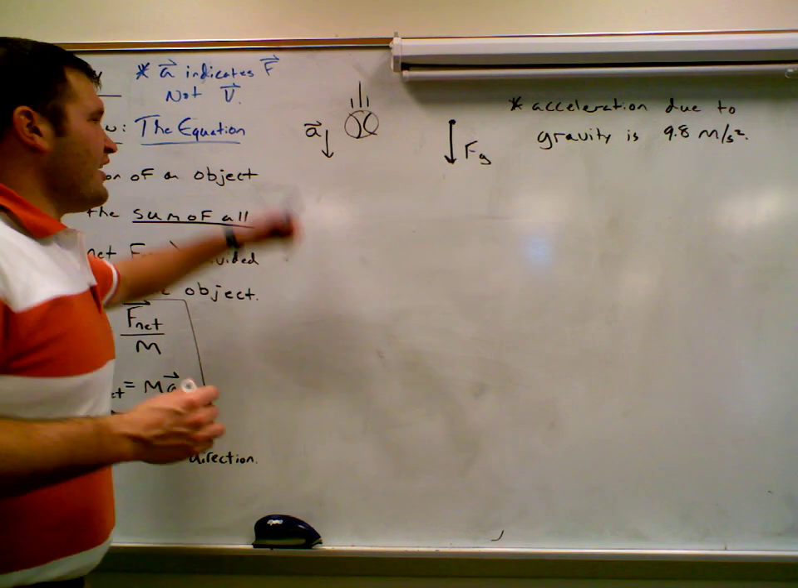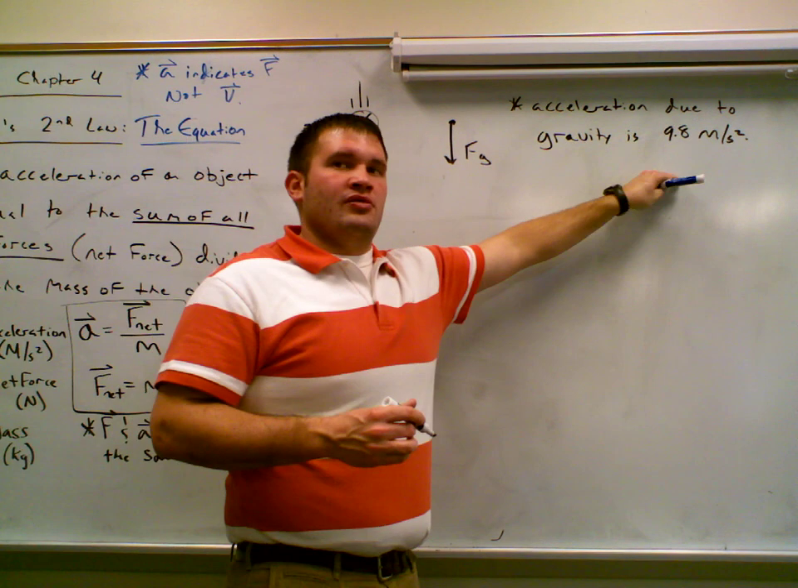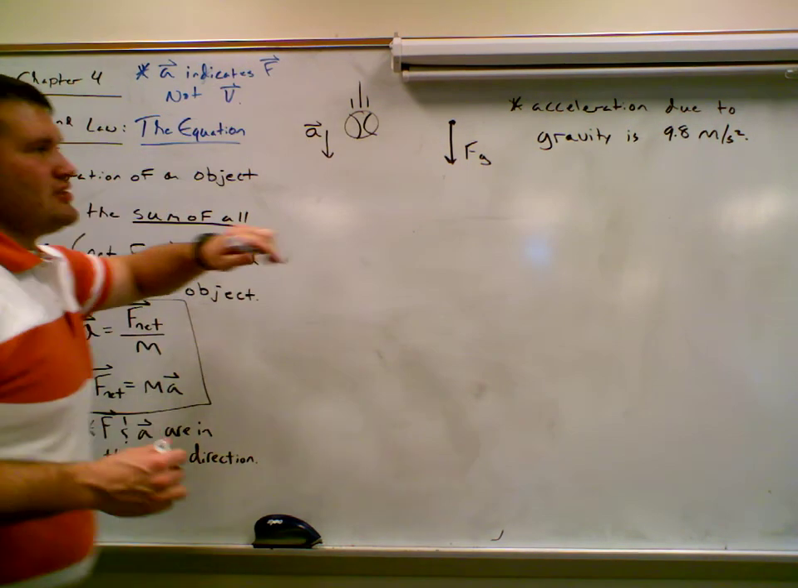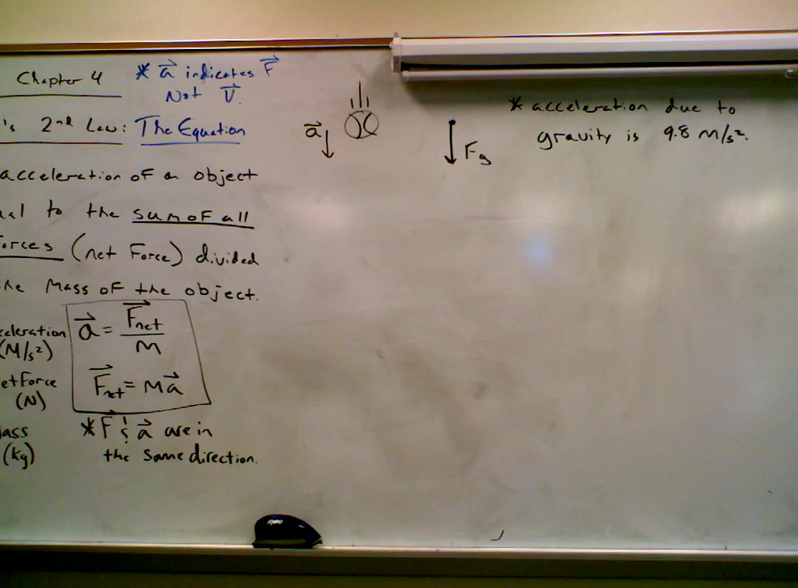All right. Now, if I call down positive, that makes this positive. If I call up positive, that makes this negative. Okay. And that's on Earth. It changes based on whatever planet we're on and our distance from the center of the Earth. But on the surface of the Earth, it's 9.8 meters per second squared. Does that make sense, guys?